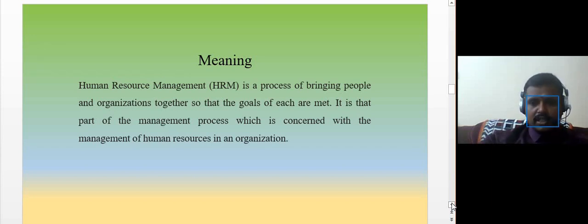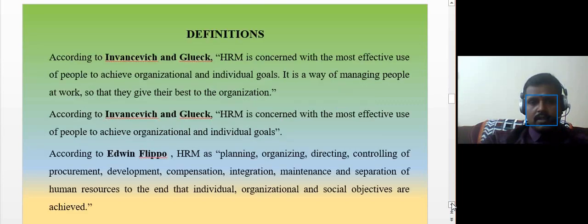Based on that we have to work for it. We have to bring the right person, right? We have to assemble them together. We have to form the management resources in one place, right? And these are the definitions of human resource management.